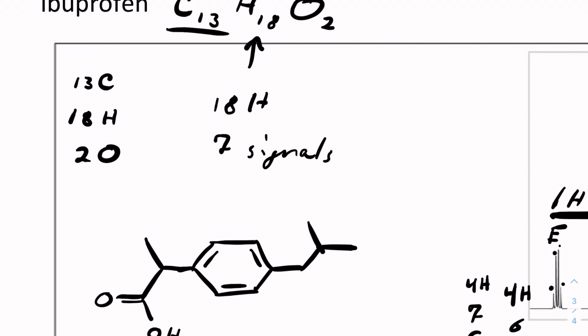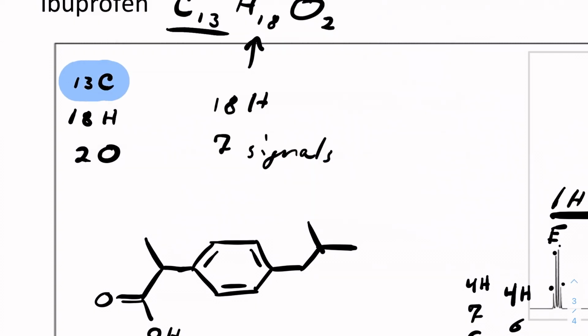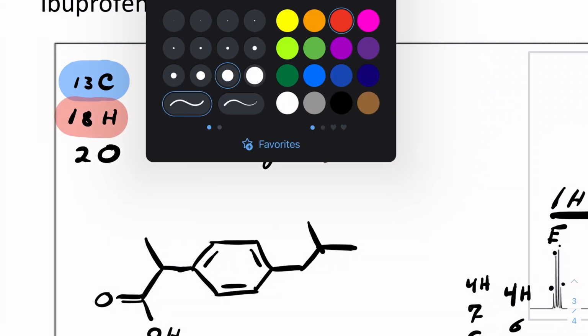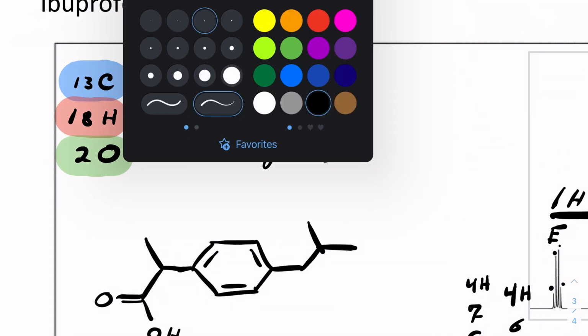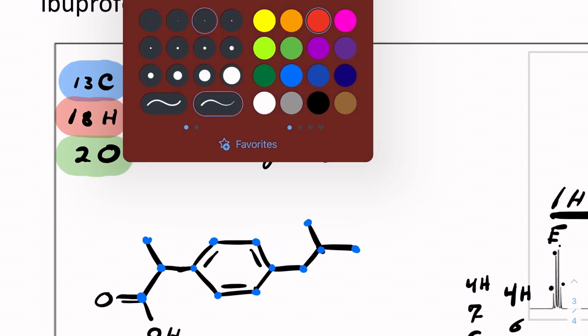What we can see here, I'm going to count them off. We're going to go ahead and do the carbons in blue, the hydrogens in red, and the oxygens in green. And we'll just go ahead and count them off one by one just to check. So with our carbons, we've got 1, 2, 3, 4, 5, 6, 7, 8, 9, 10, 11, 12, 13. So that checks out. We're going to go ahead and move on to our hydrogens.